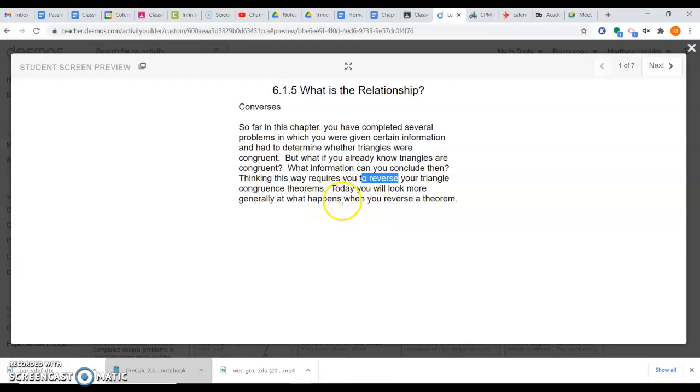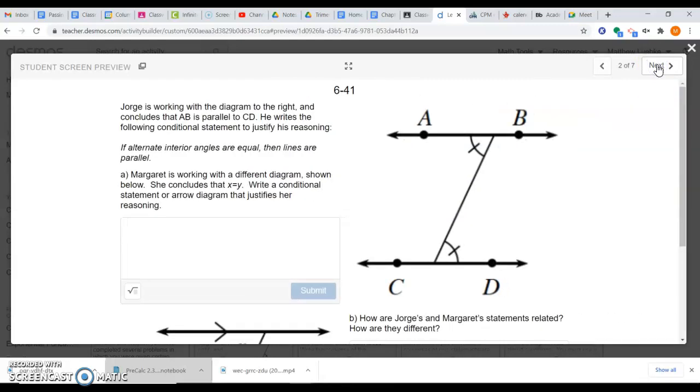Or really the way that they sum it up here at the bottom is today we're going to be looking more generally at what happens when we reverse a theorem. Okay, so we know conditional statements are those if-then statements, but today we're going to flip those, and what was if blank, then blank, we're going to flip those blanks, and we're going to see what happens, okay? It's easier to talk about when we actually get a problem here, but the vocab word is going to be the converse of conditional statements all day today, okay?